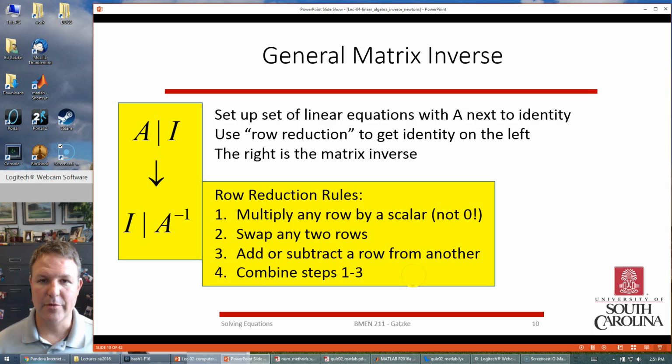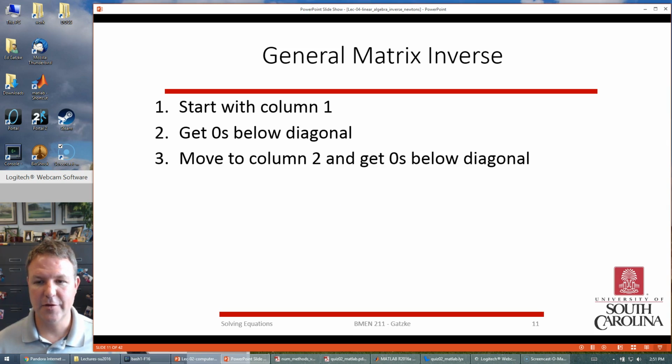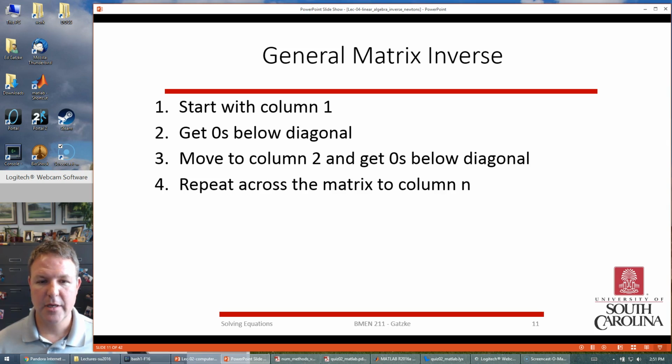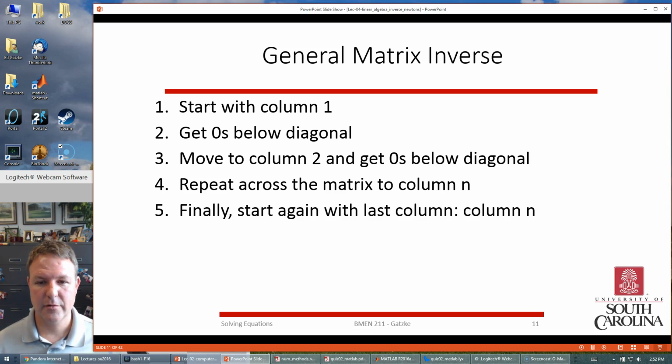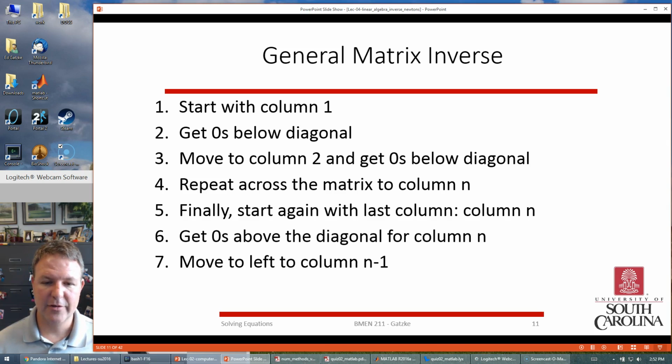So let's go through an example of this. Let's go through the procedure first. You start with column 1 and get zeros below the diagonal of column 1. Move to column 2 and work to get zeros below the diagonal. Repeat all the way across the matrix to the nth column. Now you should have zeros below the diagonal and ones on the diagonal. Now there are numbers above the diagonal. You have to start again with the last column, column n, and work to get zeros above the diagonal, and then move left to column n minus 1. Now we do the example.